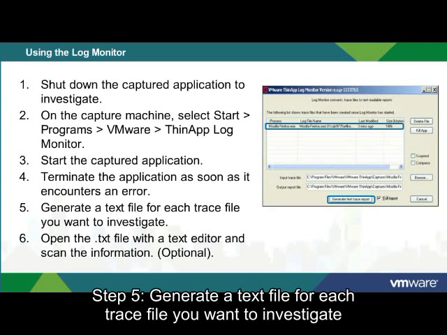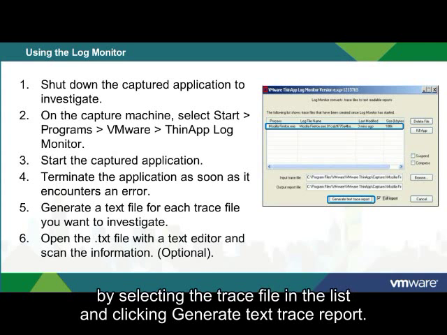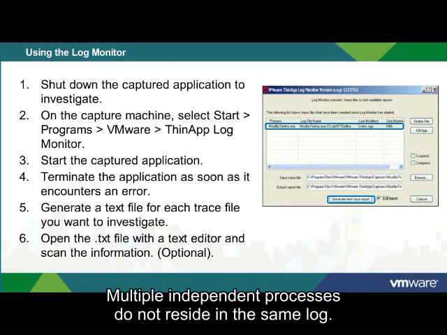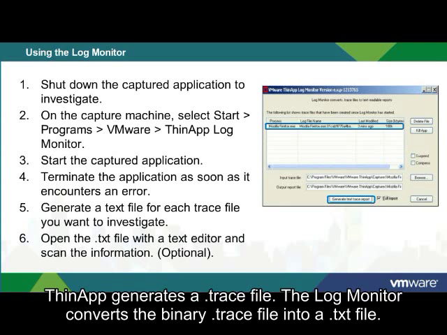Step 5. Generate a text file for each trace file you want to investigate by selecting the .trace file in the list and clicking Generate Text Trace Report. Child processes that the parent process generates reside in the same log. Multiple independent processes do not reside in the same log. ThinApp generates a .trace file. The Log Monitor converts the binary .trace file into a .txt file.